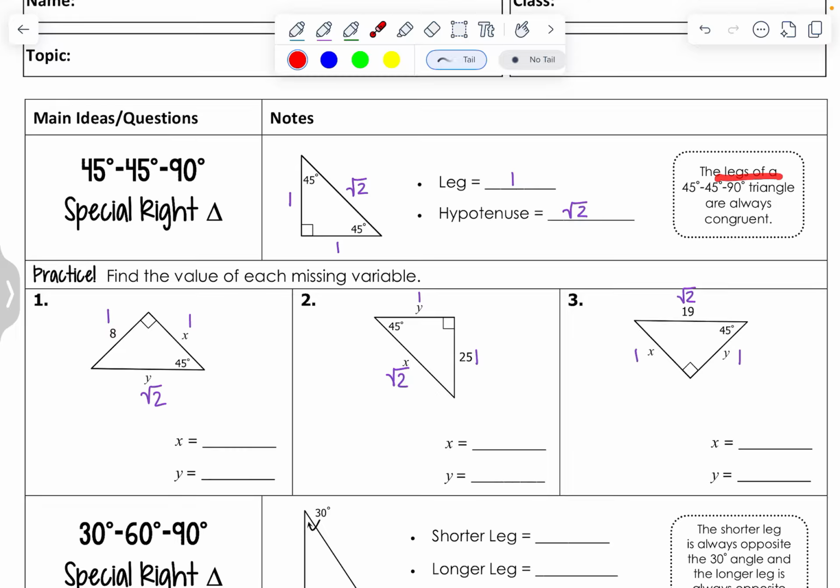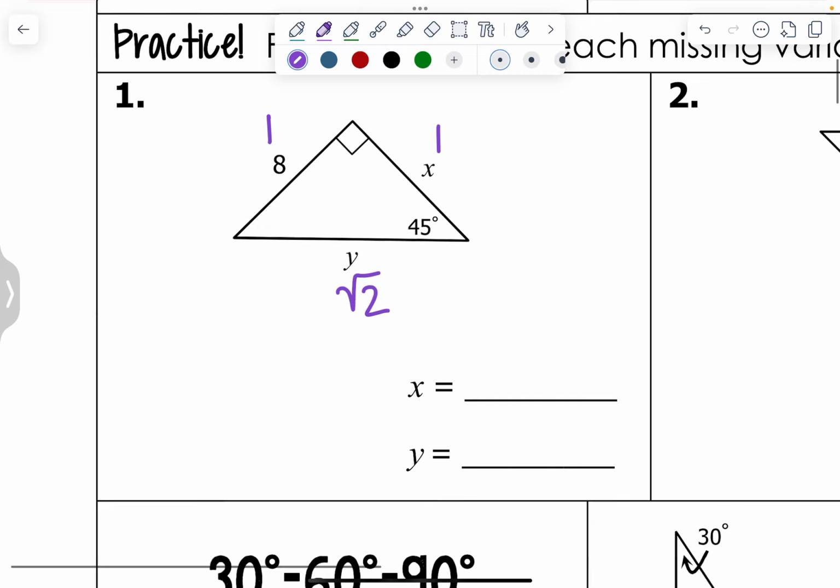It says the legs of a 45, 45, 90 are always congruent because we saw that these were isosceles right triangles. So the legs are always congruent. And so if the legs are always congruent, then we should be able to see pretty automatically that x is the same as the other leg, that x is 8, without even having to set up and solve our proportion. But we are going to have to set up and solve a proportion to find y.